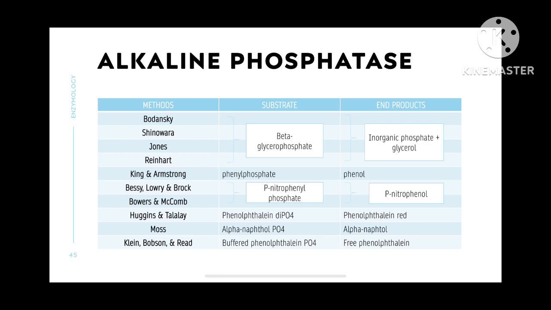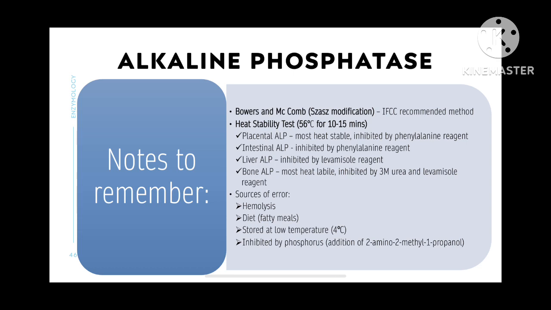For Huggins and Talalay, the substrate used is phenolphthalein diphosphate, and the end product would be phenolphthalein red. Moss makes use of alpha-naphthol phosphate as a substrate, and the end product would be alpha-naphthol. Klein, Babson, and Read make use of buffered phenolphthalein phosphate as the substrate, and the end product would be free phenolphthalein. The sources of error, number one, would be hemolysis.